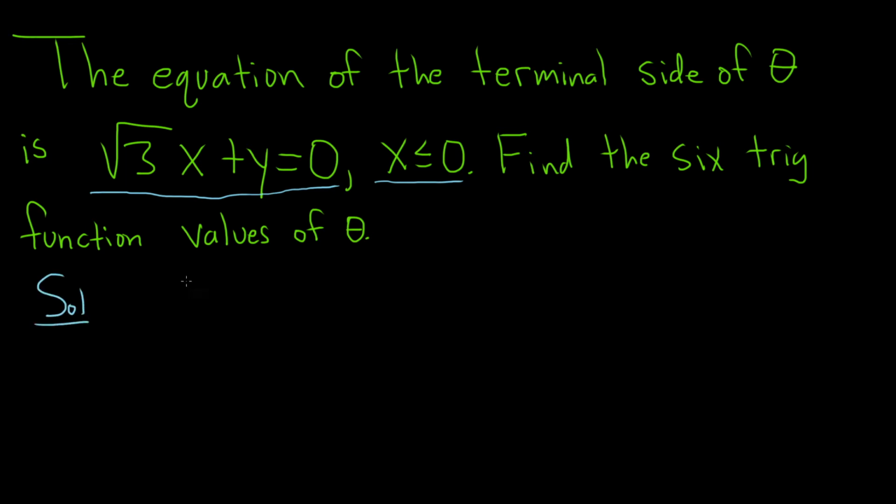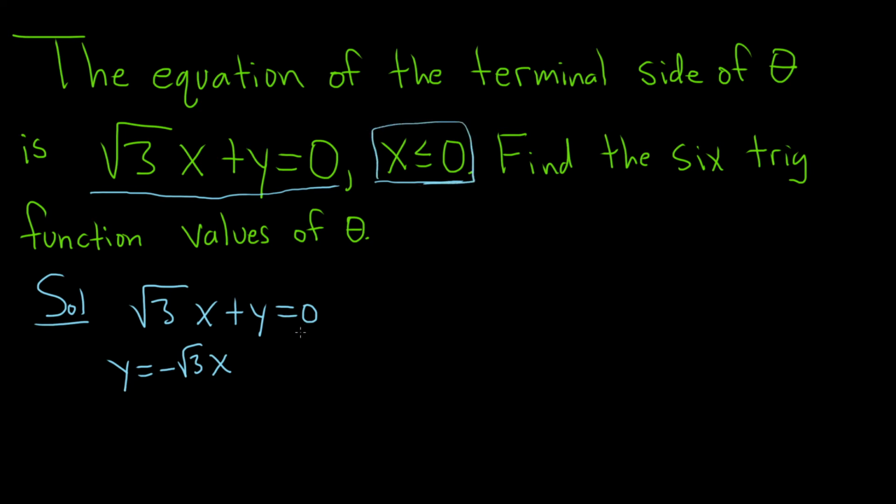So to do this, we have to basically find a point on this line. Before we do that, let's take this equation and solve it for y, because I'm trying to pick a point that's going to give us something nice. So we'll subtract the square root of 3 times x from both sides. That'll give us negative root 3 times x. So we have to pick something that's negative, right? Because we have that x is less than or equal to 0.